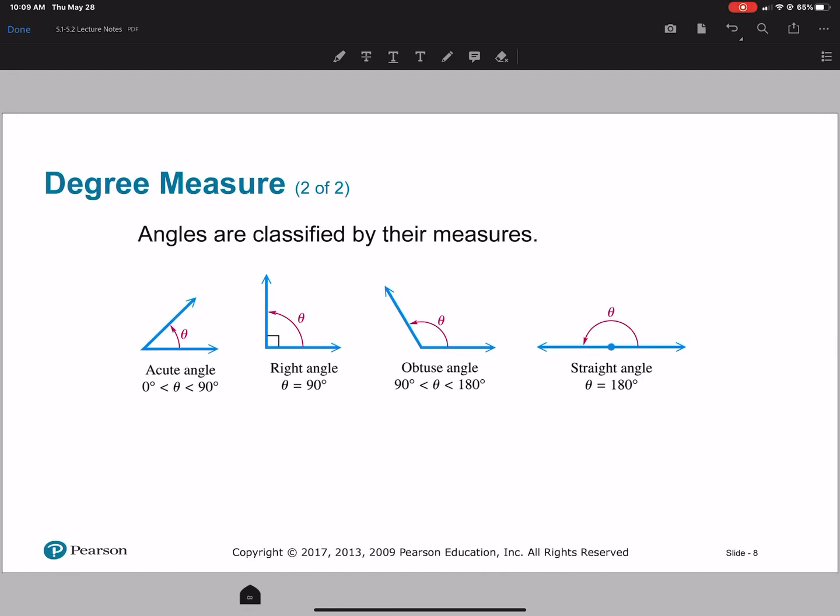Now, let's look at these angles. We have an acute angle, which results in a measure between 0 and 90. We have a 90-degree angle, which is 90 degrees. We have obtuse, which is an angle between 90 and 180. Then we have a straight angle, where theta is equal to 180. So we have acute, right angle, obtuse, and straight angle.